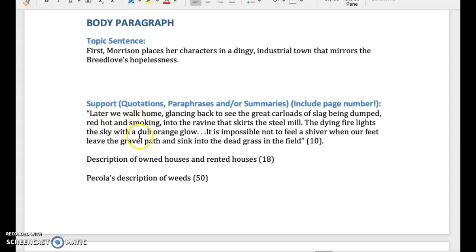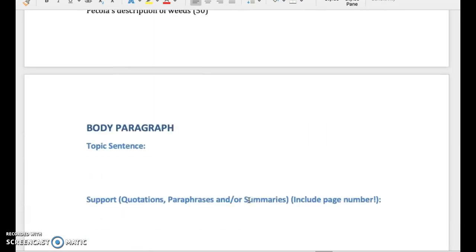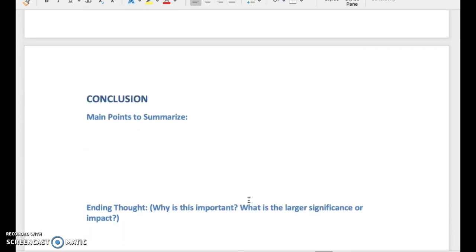So I have a quotation here that will likely be a block quote, and then I'm going to talk about a description here and the way that she talks about the weeds, and I have the page numbers attached. So this is what you would do for your body paragraphs.